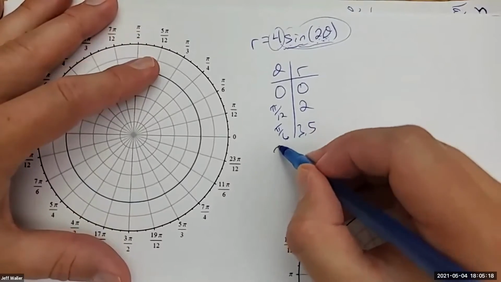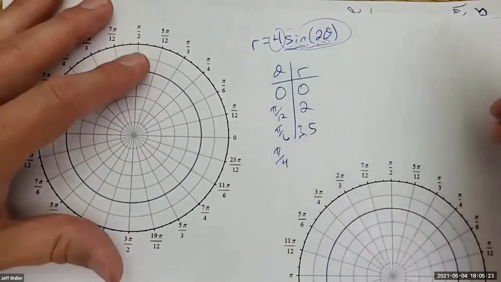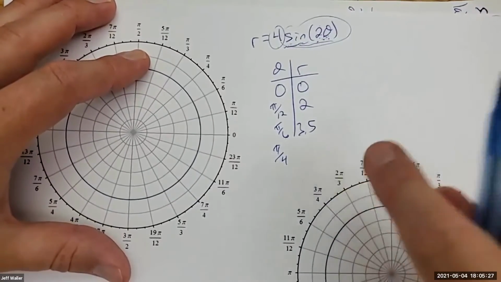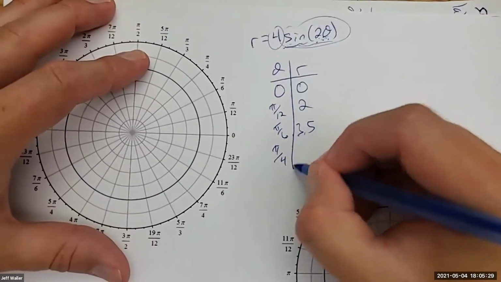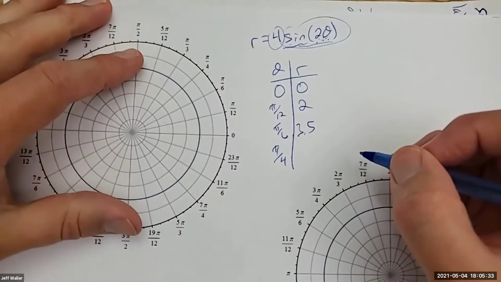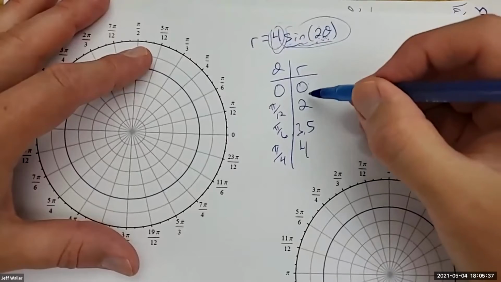And then if I'm plugging in pi over 4, twice pi over 4 is pi over 2. Sine of pi over 2 is? 1. 1 times 4 is 4. Okay. So you can see sine is doing what it's supposed to.